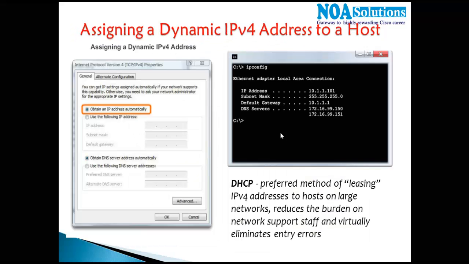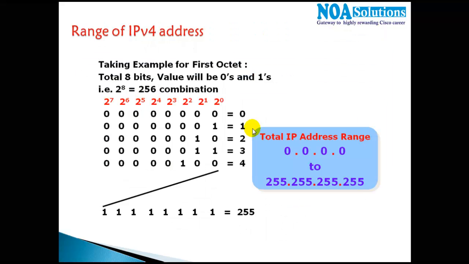So this is how we generally assign IP addresses to the devices in our computers. Now the next thing we need to understand is the range of the IP addresses. The range is what is the starting IP and what is the ending IP, what is the maximum number we can allocate in the IP address, and what is the minimum number. The minimum number will be 0 and the maximum number is 255.